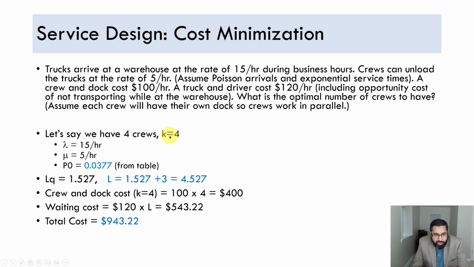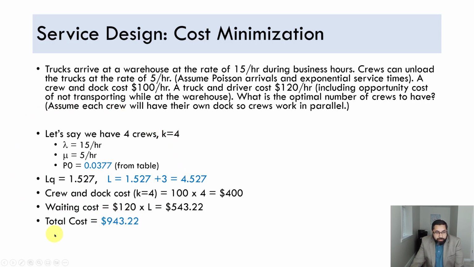So if we have K equals 4 crews, our crew cost is $100 per crew times 4, which is $400. Our waiting cost is $120 per truck per hour times the number of trucks in the system at any given time, L, which gives us $543.22. So our total cost is the crew cost, or the cost to serve customers, called the service cost, plus the waiting cost, equal to $943.22.